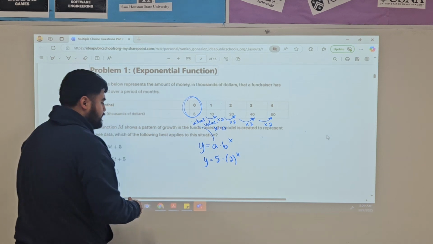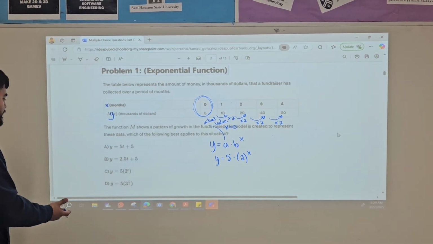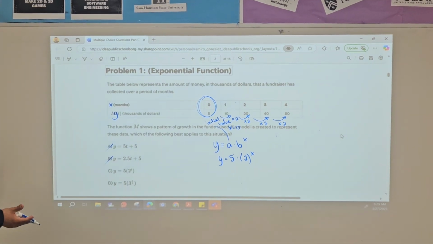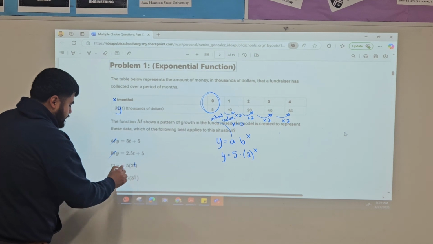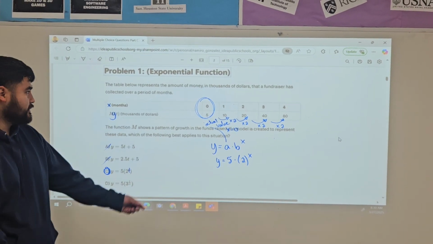So the answer is, what's my answer? A, B, C, or D? Well, we're not adding. These two were automatically out, right? So in this case, instead of x, they just have t here, right? So my answer is C. And this is your exponential function.